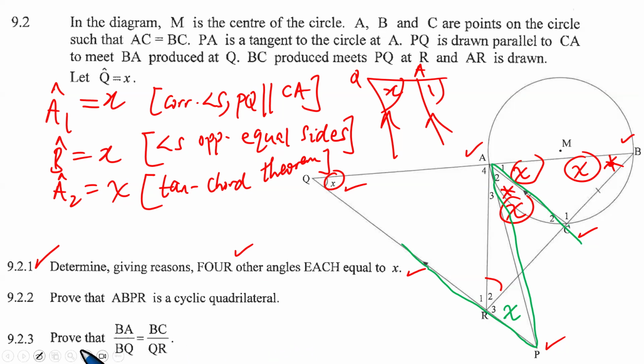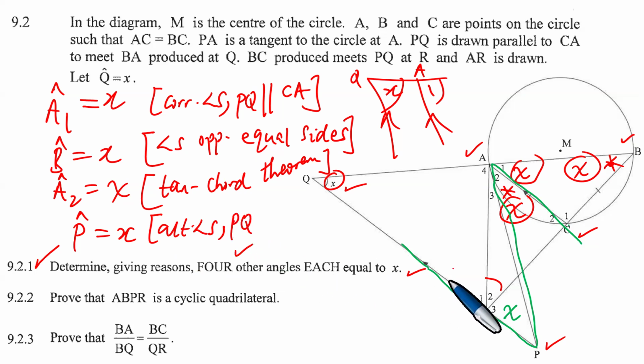So it means, therefore, the angle P is equal to X, which are alternate angles. Alternate angles because PQ is parallel to CA. PQ is parallel to CA.